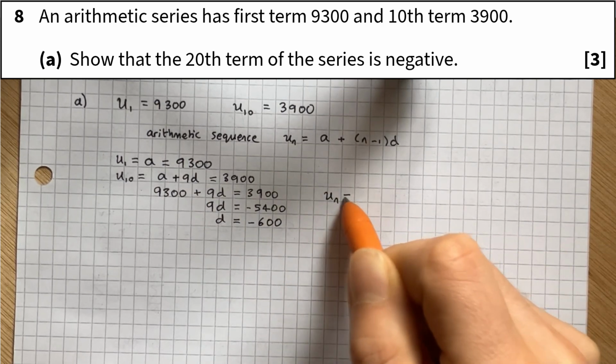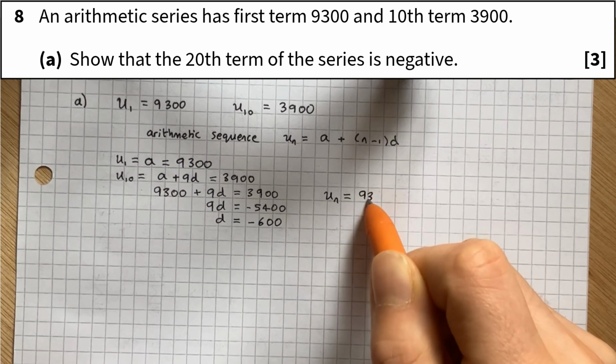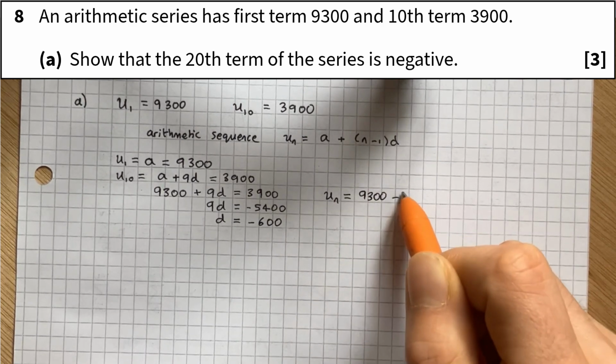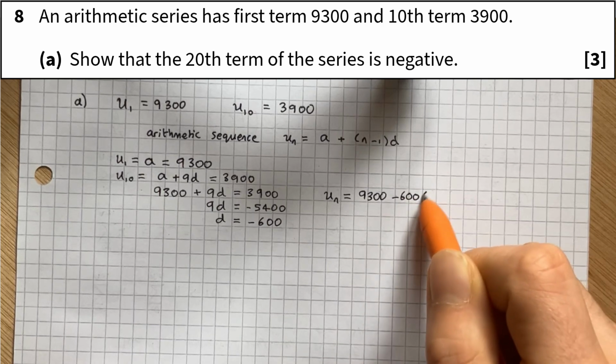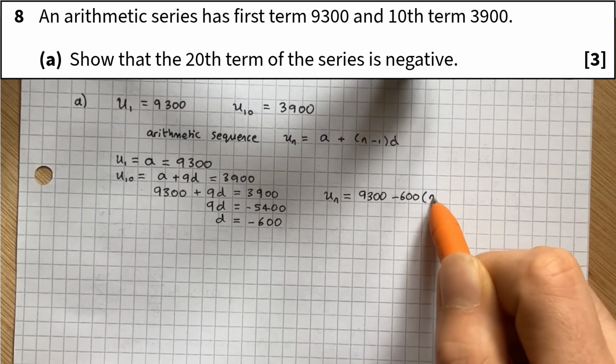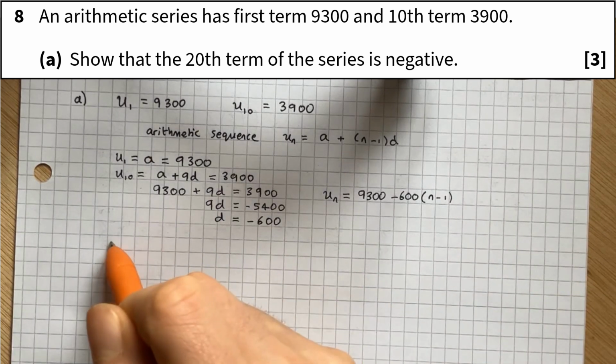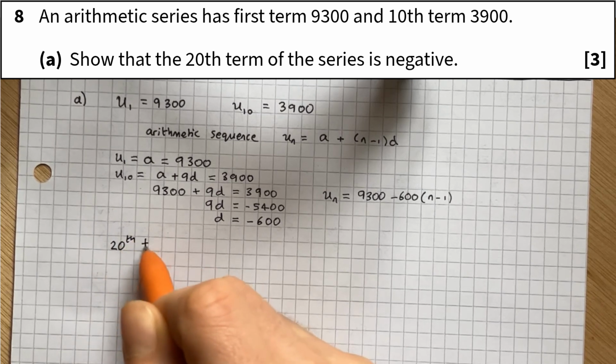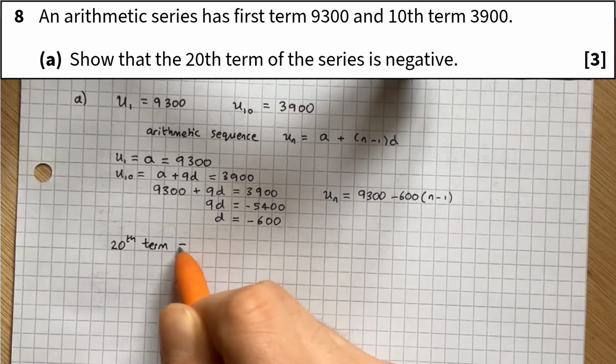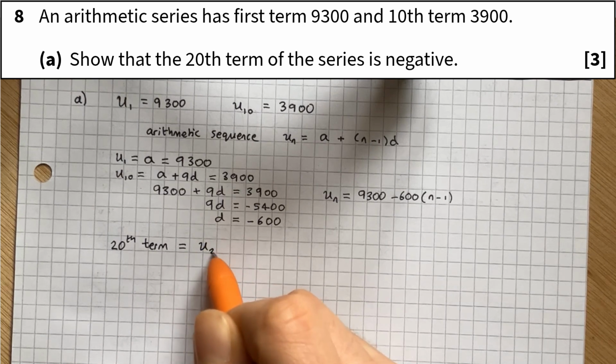That means in total, the nth term of this arithmetic sequence is 9,300 minus 600(n minus 1). So the question here is showing that the 20th term is negative. So let's find the 20th term. That should be U20.